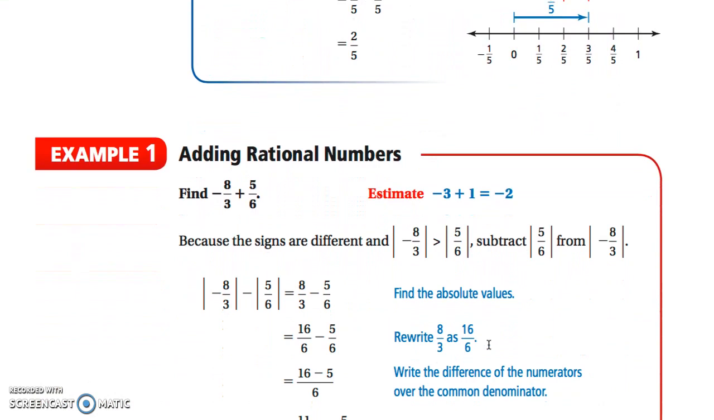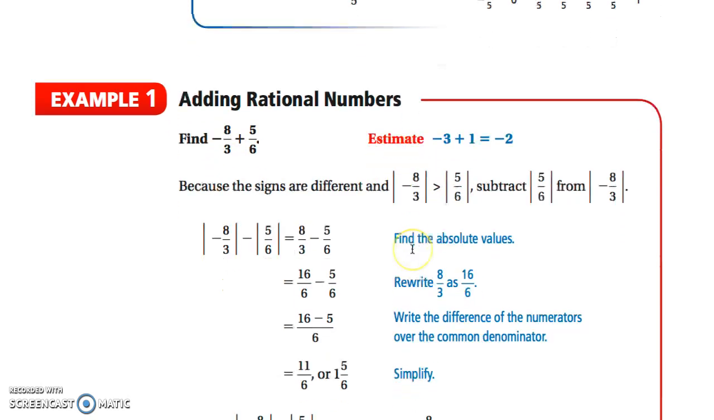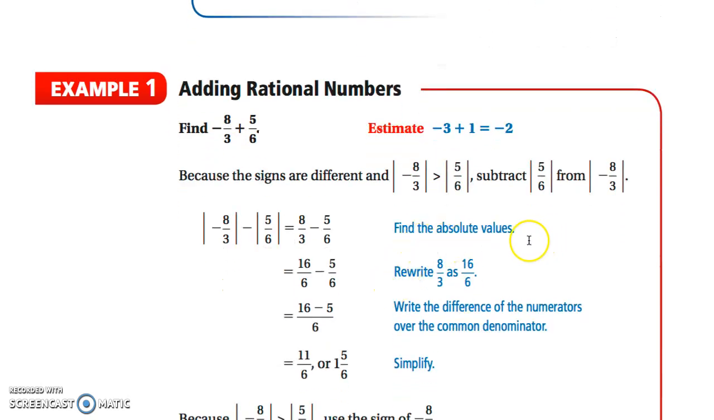Adding rational numbers, we can use estimation looking at this. So 3 can go into 8. We could say this is approximately 3, close to 9, and we can estimate. They want you to use absolute values. So basically when you see the negative 8/3, the absolute value of the negative 8/3 is positive, minus the 5/6, and then you would subtract across.